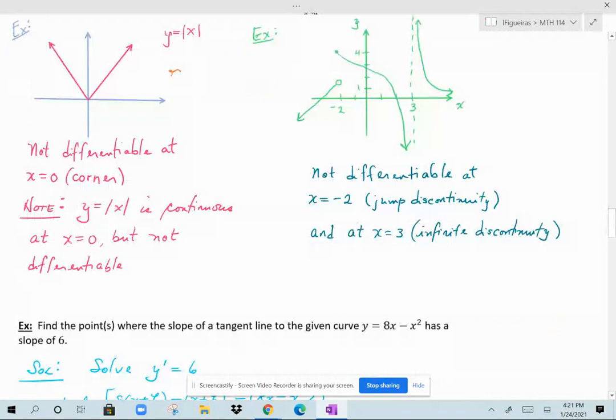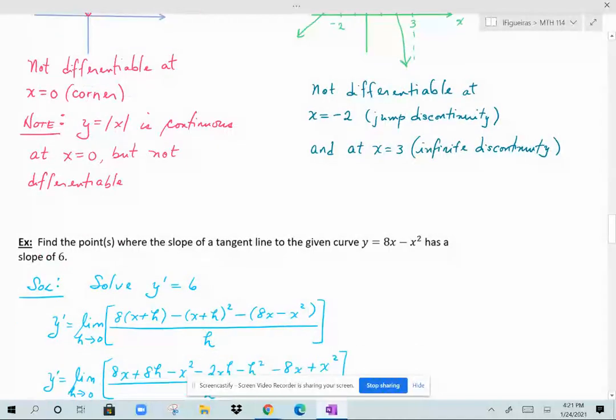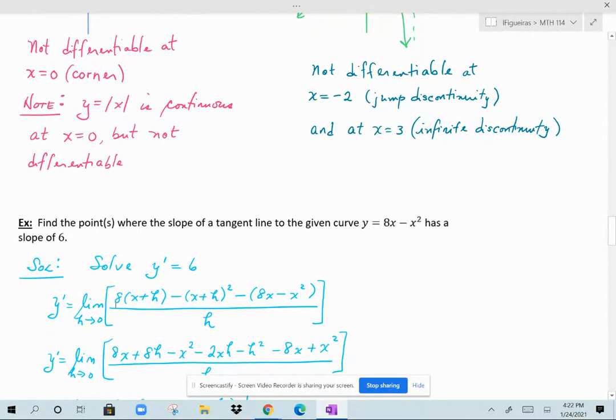Find the points where the slope of a tangent line to the curve y equals 8x minus x squared has a slope of 6. Again, here we're solving for a point, which means an x and a y value. You're told that the slope of the tangent line is 6. Remember, the derivative is equal to the slope of the tangent line. So that's exactly what I need to solve, y prime equal to 6, in order to solve for x. And once I find x, I can plug in to the original function to get my y, to answer the question.